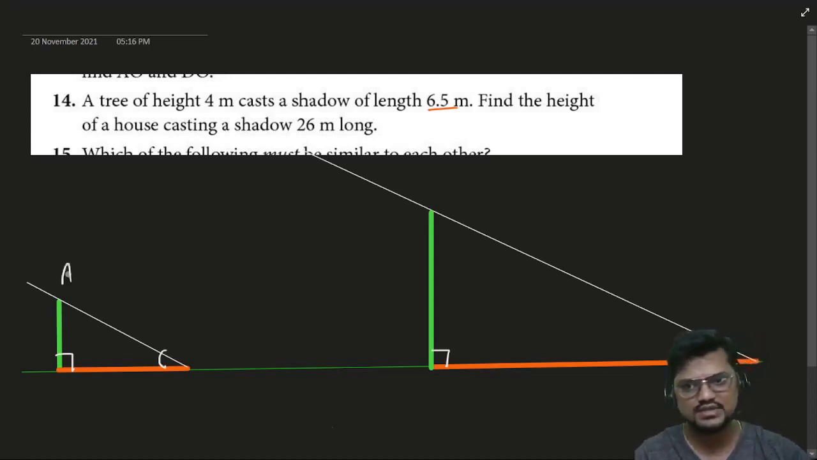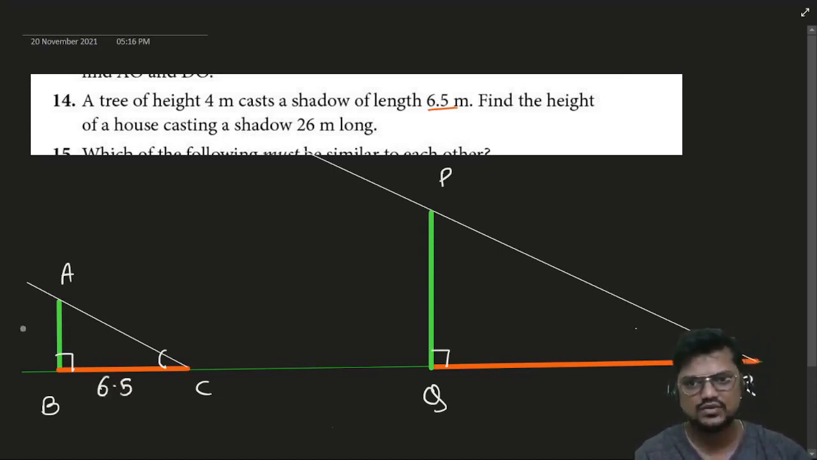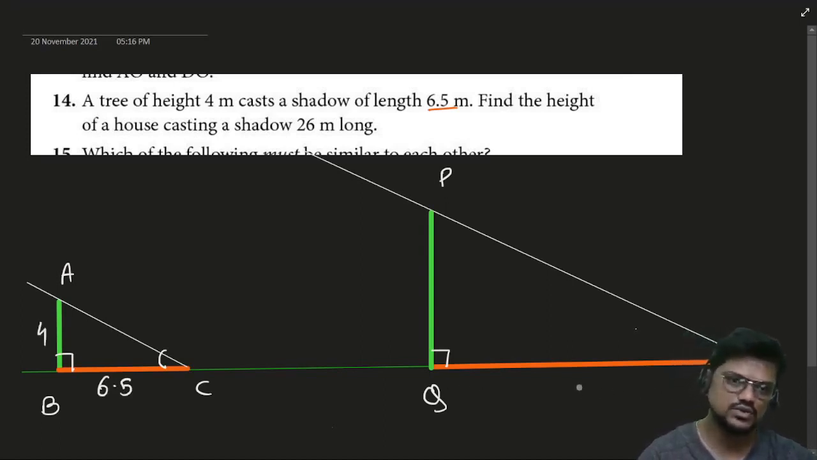So what can I say? If this is triangle ABC and this is triangle PQR, can I say that the two triangles are similar? This shadow is 6.5 and the height of the tree is 4. This shadow is 26. We need to find the height of this house.